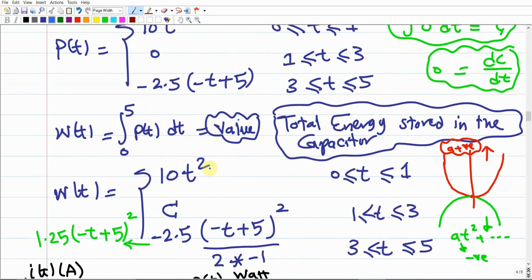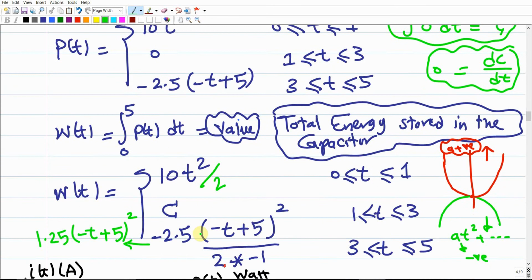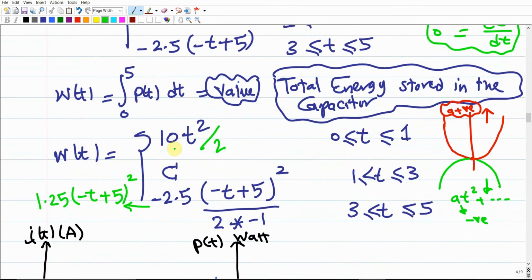Yeah, and I think this should be divided by 2. There is a missing over 2 here. Why? Because when we do the integration of this term, this should be 10t squared divided by 2. I forgot to divide by 2 here. It means that this value should be 5t squared over 2. So when we substitute t equals 0, this is going to give us 0, the first point.